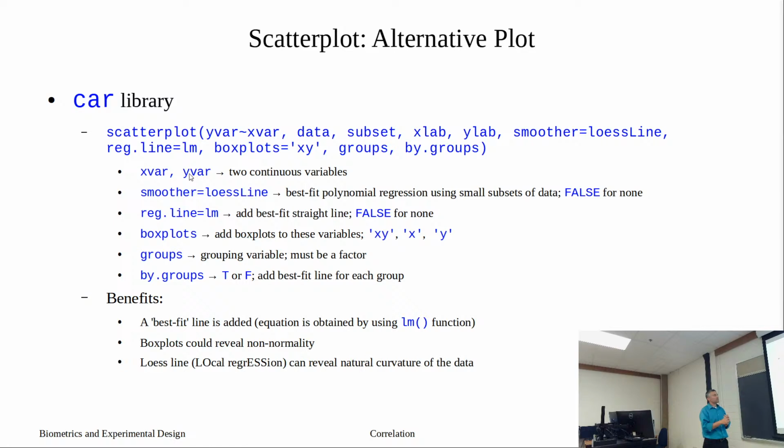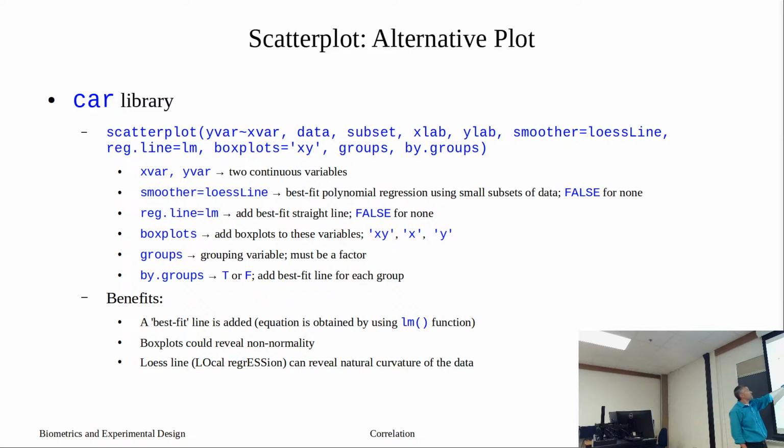It has subset functions, but we can say regression line, reg.line equals lm, to say, yeah, I want you to add a regression line, and then also add another line, this smoother line, that takes averages of different points to get not a best fit straight line, but more of a curve line. This is basically a best fit polynomial regression. If you didn't want it, you can just say smoother equals false. If you didn't want the regression line, you can do reg.line equals false.